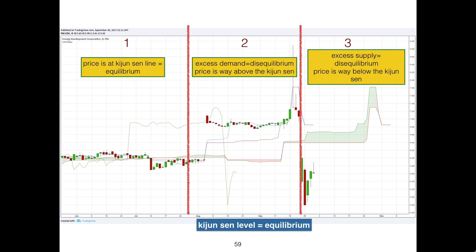So what follows should be a consolidation phase. And during this consolidation, the price and Kijun-sen rejoin so that demand and supply are in equilibrium. So this is sort of like a cycle. After number 3, we go back to number 1, we go to number 2, and then number 3 once again.